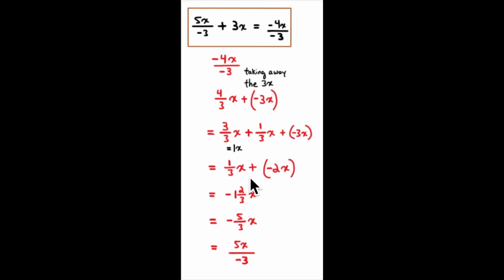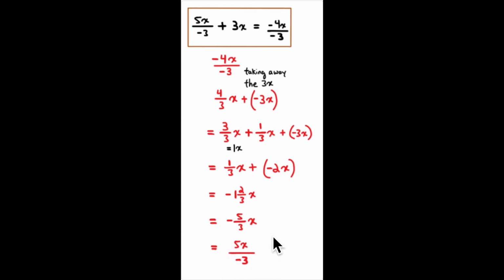Well, 1/3 x plus a negative 2x, so it's 1/3 less than 2. So 1/3 less than 2 is 1 2/3, but it's negative. So this is a negative 1 2/3 x. Negative 1 2/3 x is the same as a negative 5/3 x. And this negative can be one of three things. It can be a negative 5/3, and it can be a negative 5 over 3, or it can be 5 over negative 3. So it takes a while to get used to that.